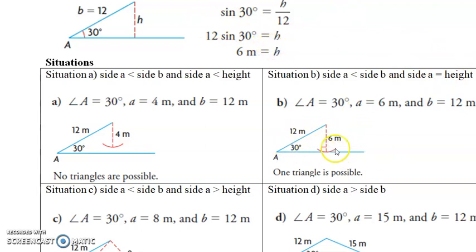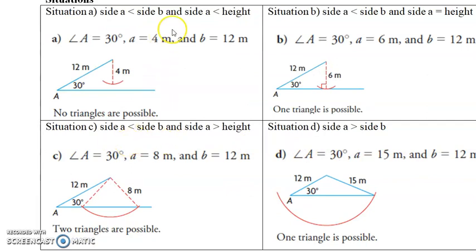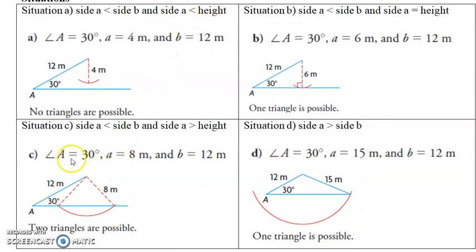So let's create one right angle triangle. Okay? Let's look at another scenario. Situation C. In situation C, we have the A value still less than the B value, but the A value is greater than that height of 6. This is the ambiguous case. You could actually create two different triangles. The first one here being the obtuse triangle, and the second, the larger triangle, being the acute triangle. Very interesting scenario.